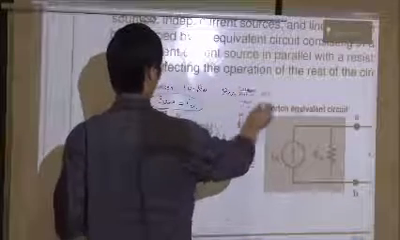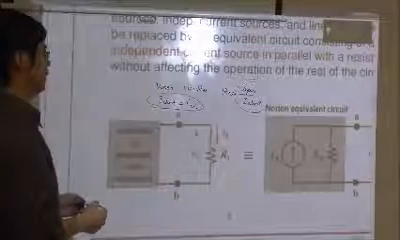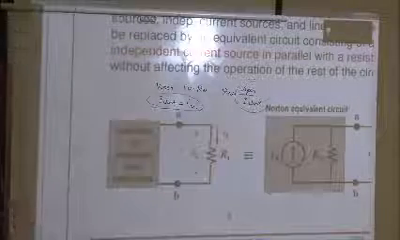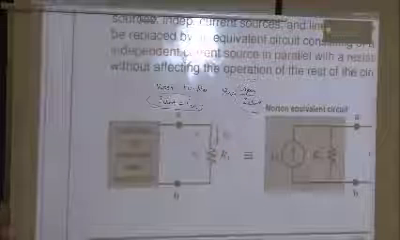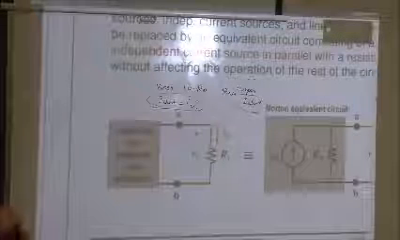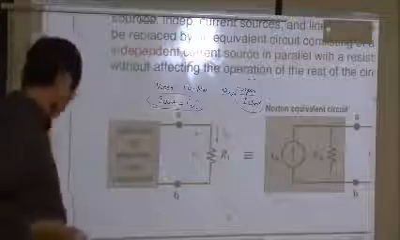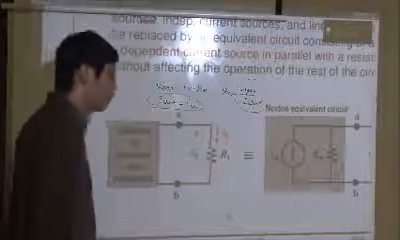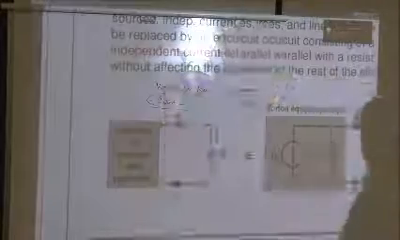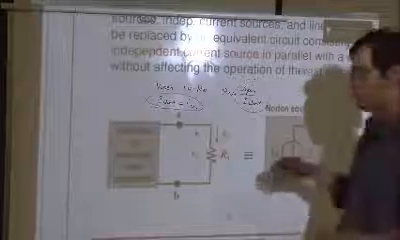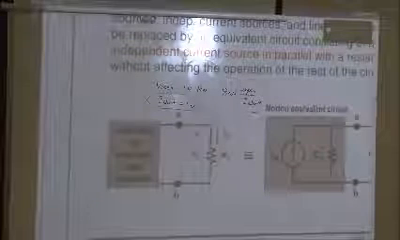Okay, this applies in both Norton and Thevenin. Basically they are not independent. They are trying to describe the same circuit, so they are correlated. They are not independent.